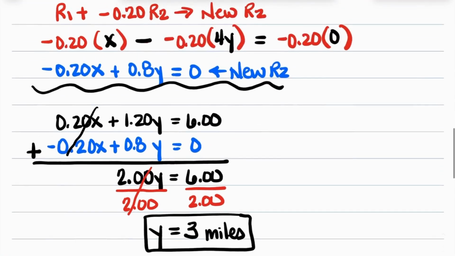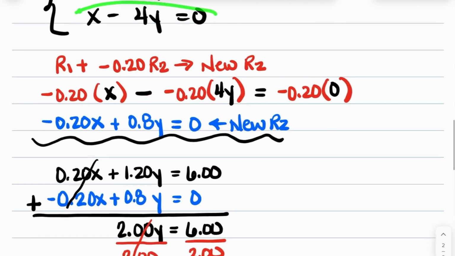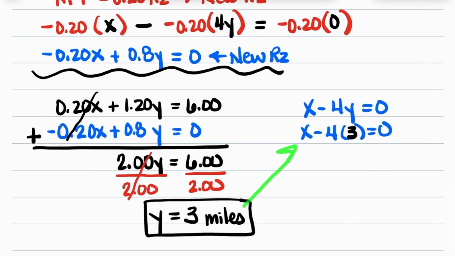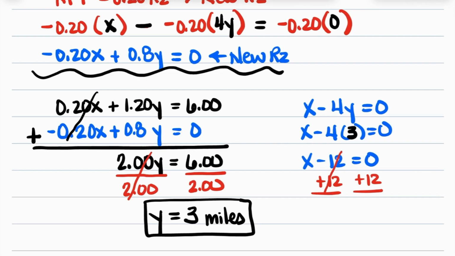So just for the sake of doing the math, we end up with y equals 3 miles. And then if we go back to our original equation, we have x minus 4y equals 0. X minus 4 times 3, because we're placing it back into the original. So then we have x minus 12 is equal to 0. Continue to solve for x. We're going to add 12 on both sides. And when we do that, the minus 12 and the positive 12 become 0. And we're left with x equals 12.